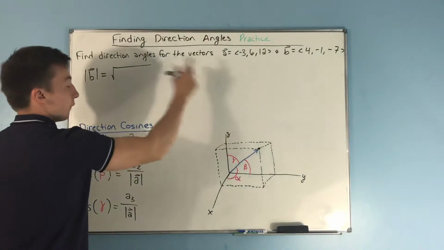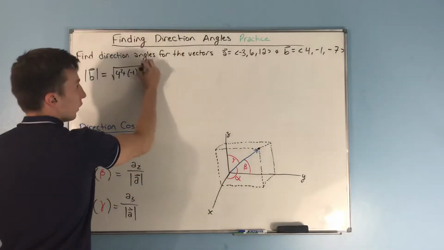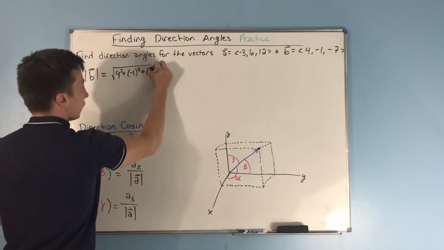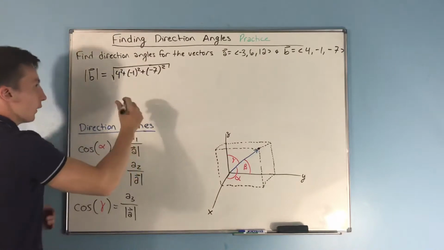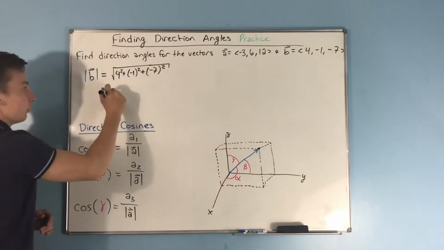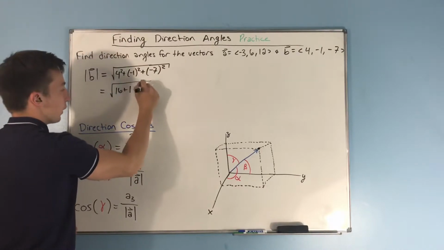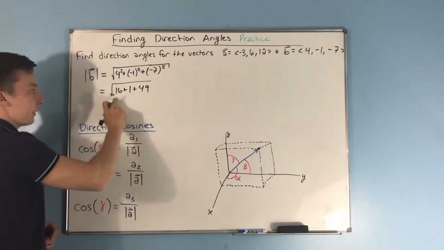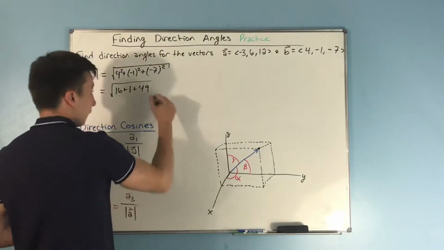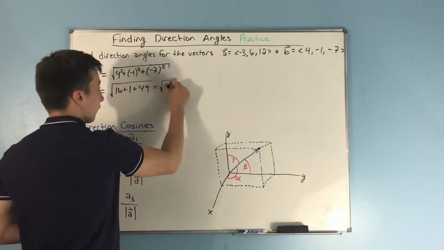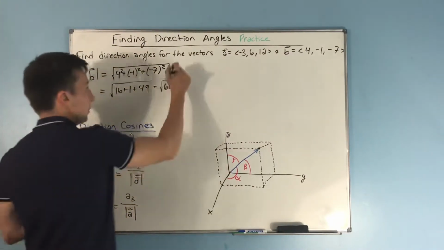So you have 4 squared plus a -1 squared plus a -7 squared. Okay, and that is going to be equal to rad 16 plus 1 plus 49, okay, which is a 50 plus 16, that's going to be rad 66, okay? So now you get your magnitude of B.